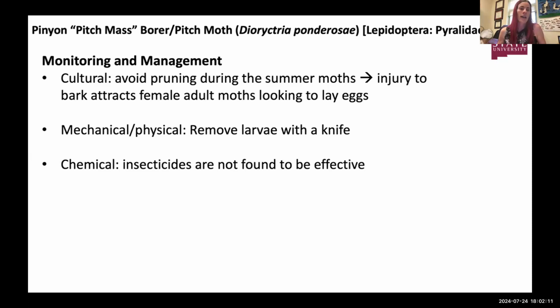As I mentioned, you can actually physically remove the larva, but be very careful with that. Don't cut yourself or anything like that. And unfortunately, insecticides are not found to be too effective. So for this, it's really just trying to keep your trees healthy and removing those larvae physically.